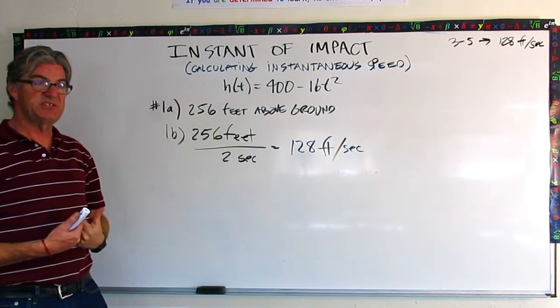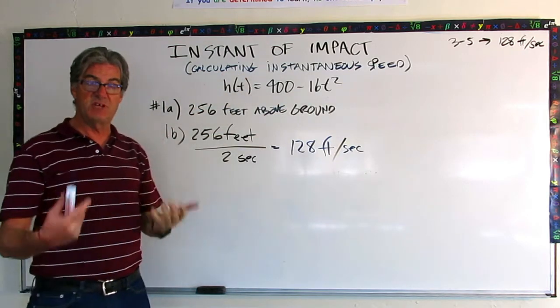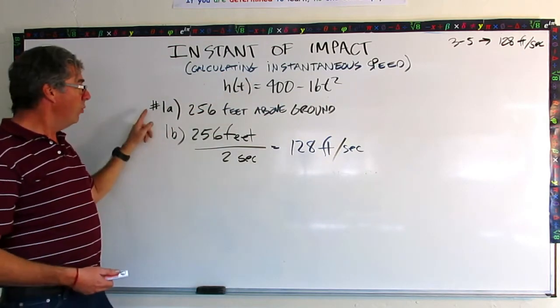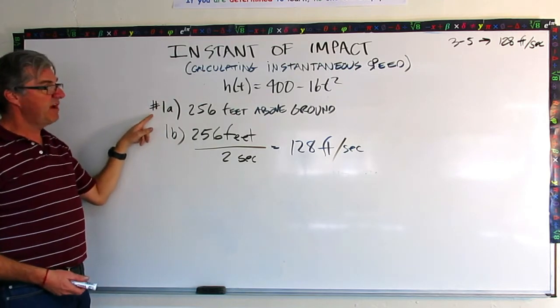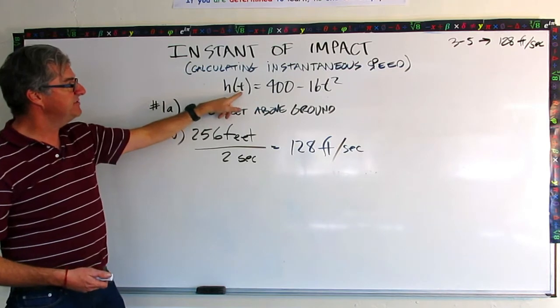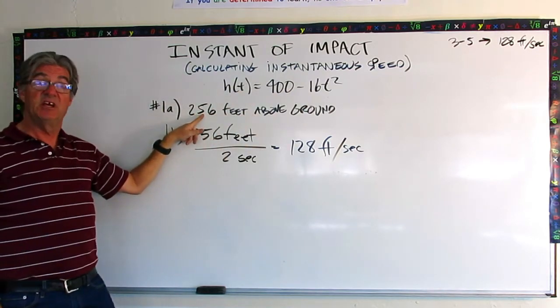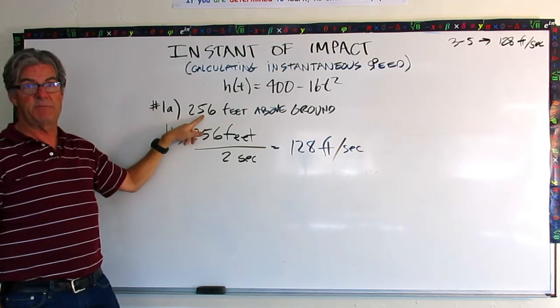That's the time at which it hits the ground. That's just setting this equal to 0 and solving for t. So we've done that already. So question 1 had us figure out how high it was at 3 seconds. So we plugged in 3 seconds for t, and we solved that, and it ends up that at 3 seconds, it's 256 feet above the ground.